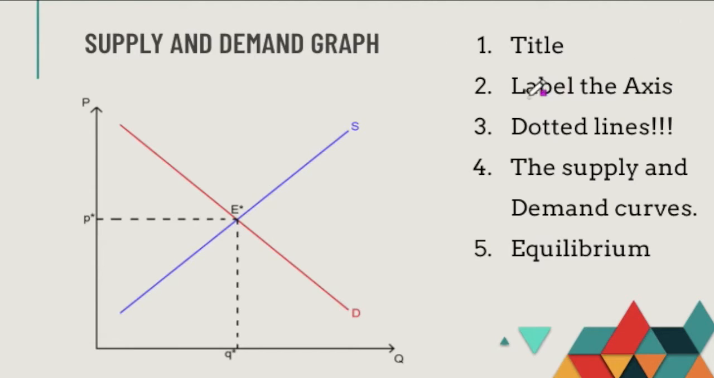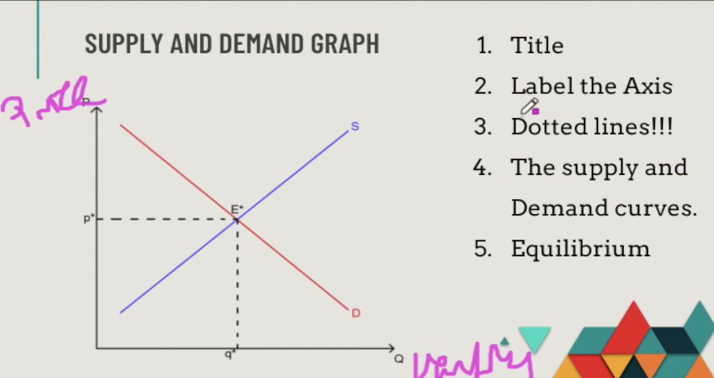Then you have to remember to label the axis. The y-axis is going to be the price, and the x-axis is going to be the quantity, because the graph is going to be showing the relationship between price and quantity.